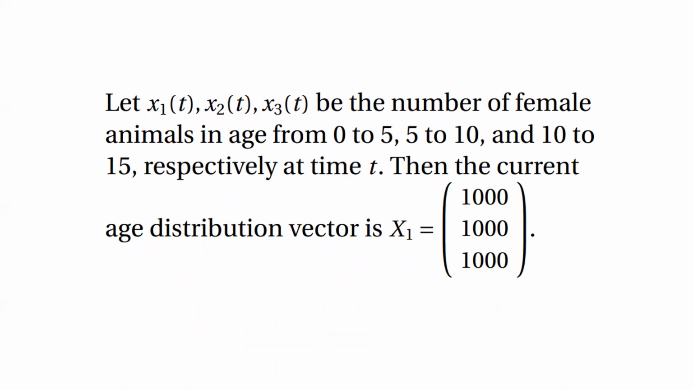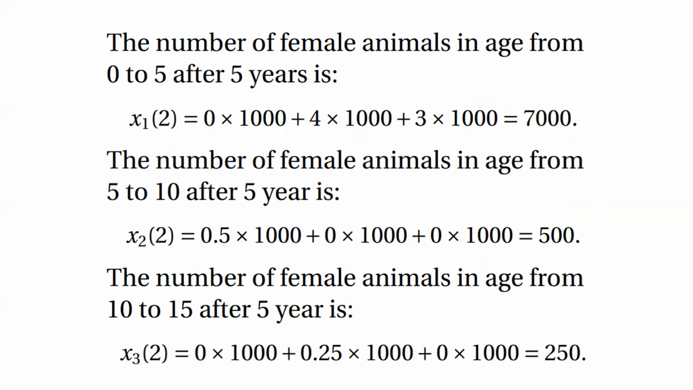Let x1, x2, x3 be the number of female animals in ages 0 to 5, 5 to 10, and 10 to 15, respectively, at time t. Then the current age distribution vector is x1. The number of female animals in age 0 to 5 after 5 years is x1, and we know that the number of female offspring produced in the first age class is 0, in the second is 4, and in the third is 3.